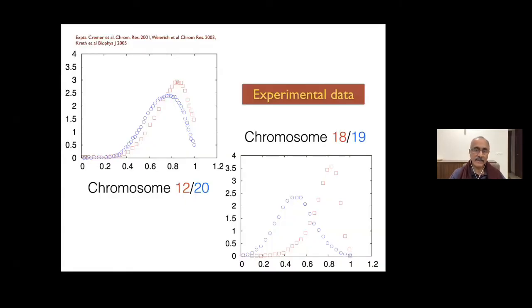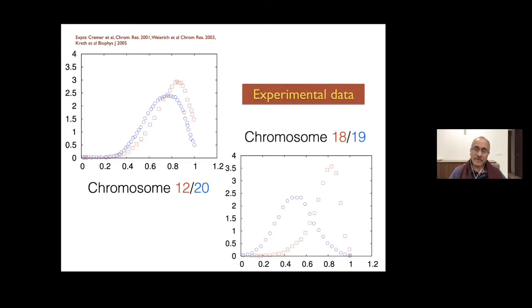Here's experimental data on chromosomes 18 and 19. As I said, 18 and 19 have approximately the same size, but they have very different gene densities. So chromosome 19, gene rich, is the blue line on the bottom right. You can see the peak more towards the center, whereas chromosome 18, which is gene poor, is the one that is shifted out to the right. It has a peak towards the periphery of the nucleus.